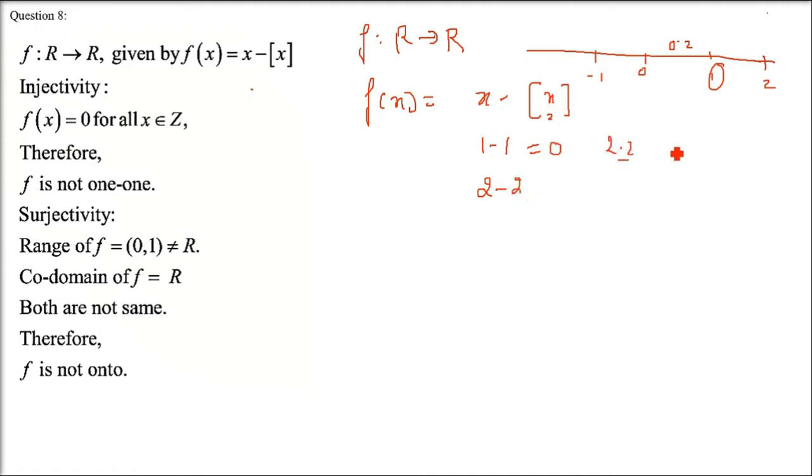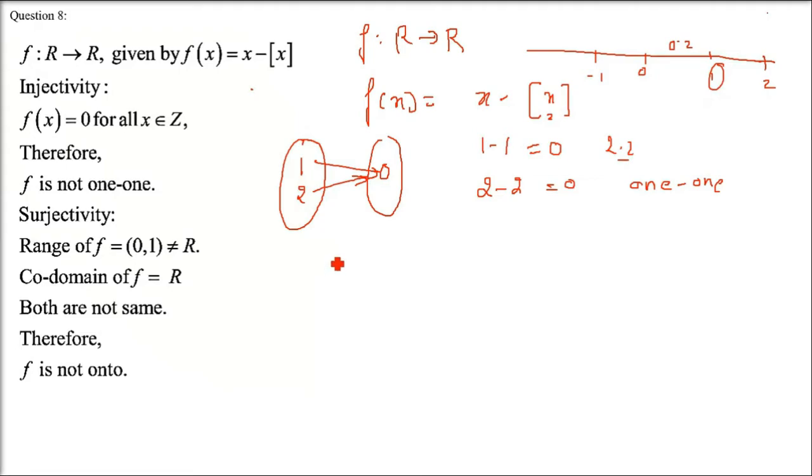So what do you get? It's 0. But what about 2.2? What about 2.4? Whenever we put an integer, what do we get? Whenever we put 1, you get 0, and for 2, you get 0. From just checking 1 and 2, we see that it is not one-to-one. Clear? Now let us come to surjectivity.